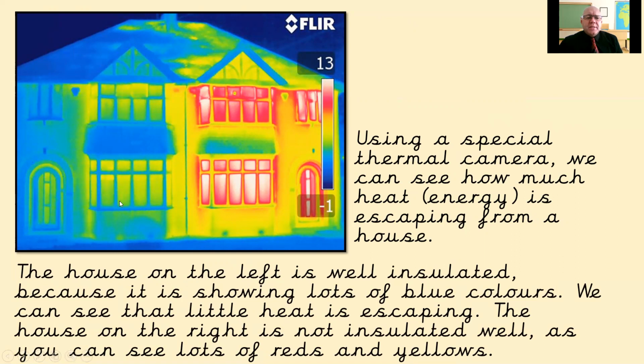However, the house on the right, this one here, is not very well insulated. There's lots of yellows and reds, which means a lot of heat is escaping. So all the energy, all the money they're spending heating their house, they're allowing that heat just to escape through the windows and through the walls and all these areas where it's brightly colored.